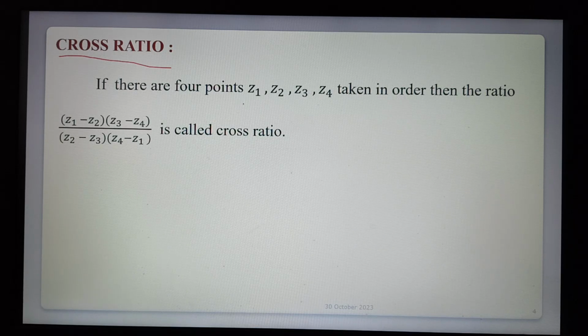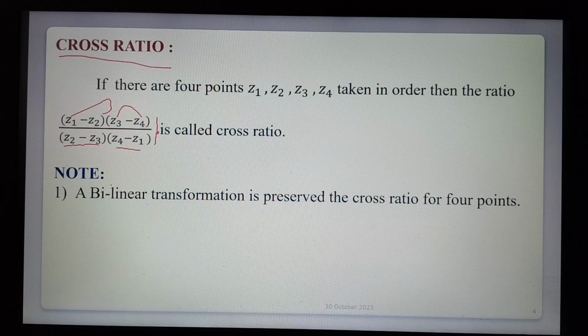If there are 4 points z1, z2, z3, z4 taken in order, then the ratio of differences between any two points, that is (z1 minus z2) into (z3 minus z4) by (z2 minus z3) into (z4 minus z1). This ratio is called the cross ratio for any 4 points. The difference between the points, and after finding the differences, product and ratio, that is called the cross ratio.